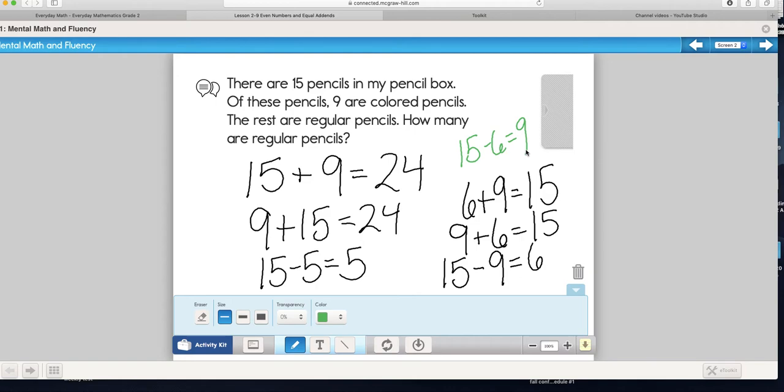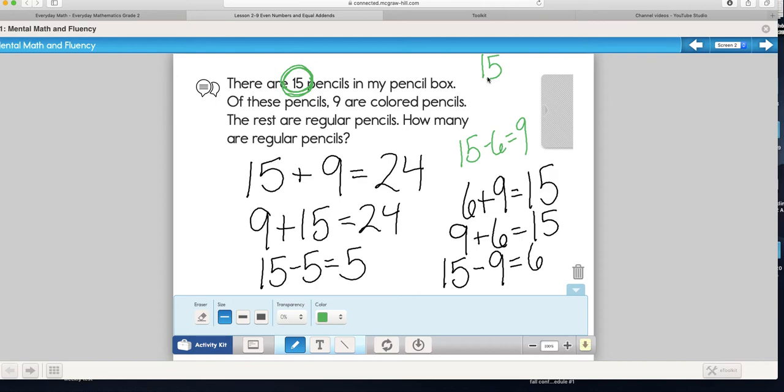Thank you. Okay, there are 15 pencils in my pencil box. Of these pencils, 9 are colored pencils. The rest are regular pencils. How many are regular pencils? How many pencils do I have altogether in my pencil box, according to this problem? Jamie, 24. Where did you see 24 in this problem? There are 15 pencils in my pencil box. So I have 15 pencils altogether. How many of those pencils are colored pencils?